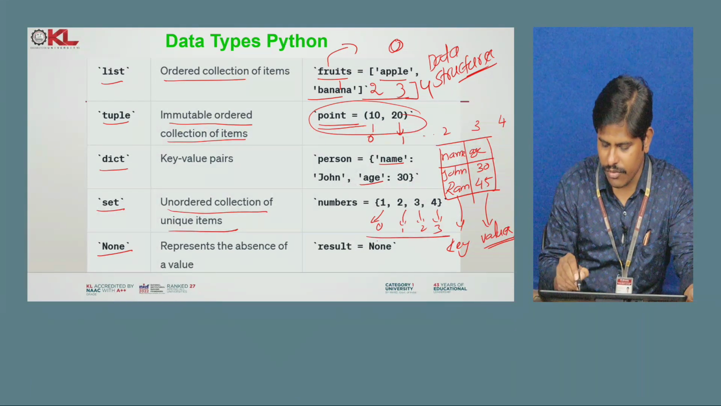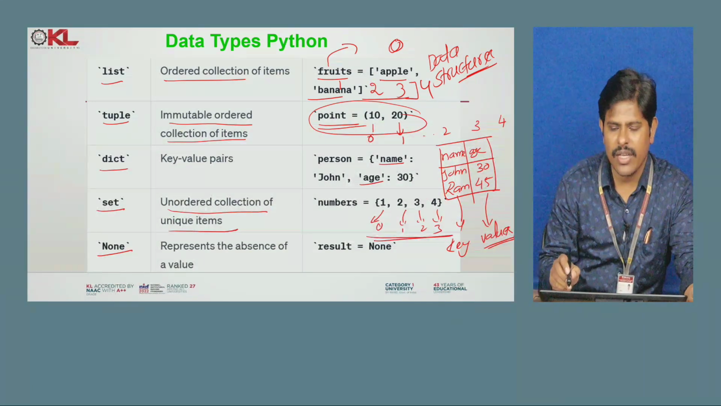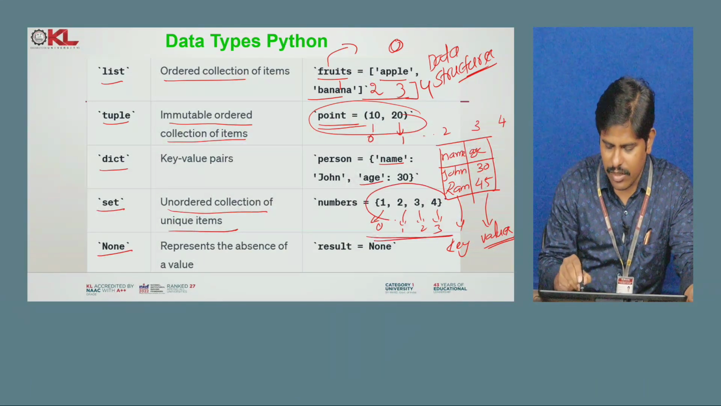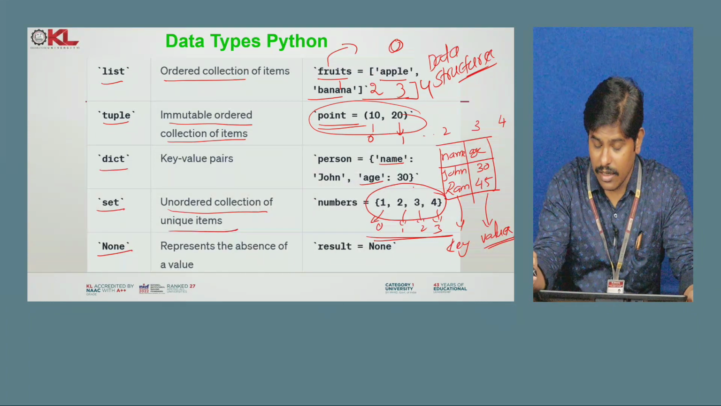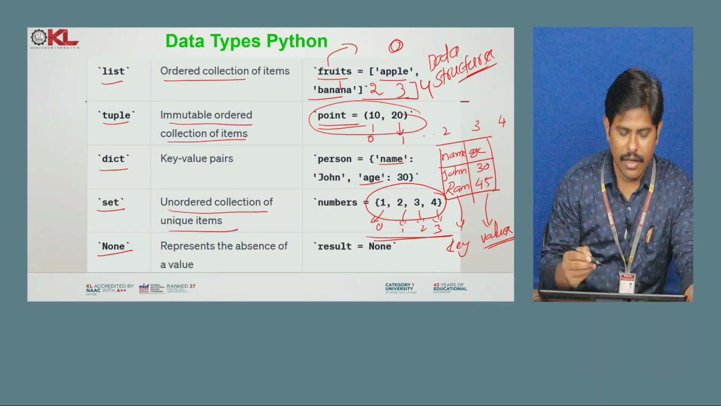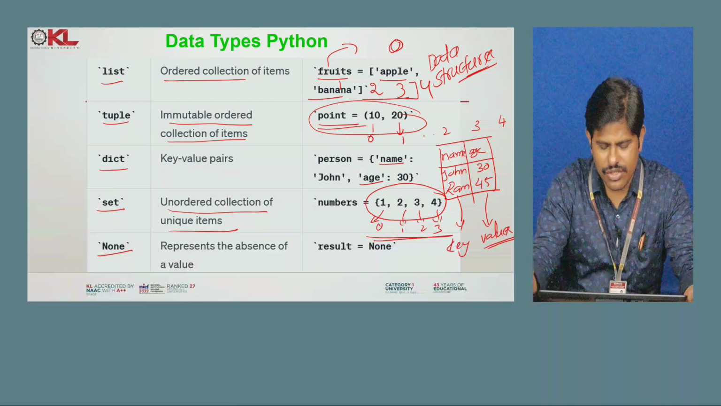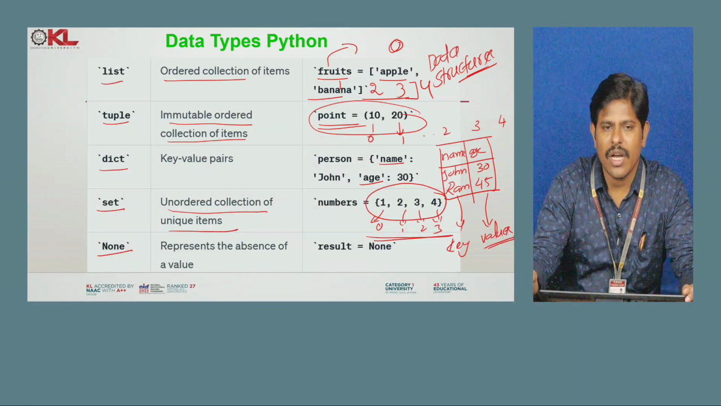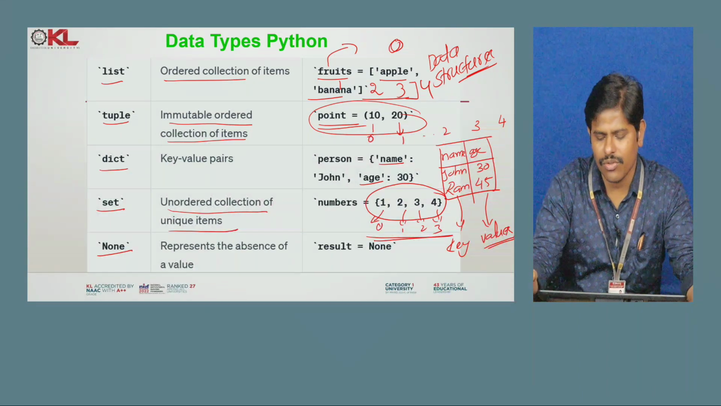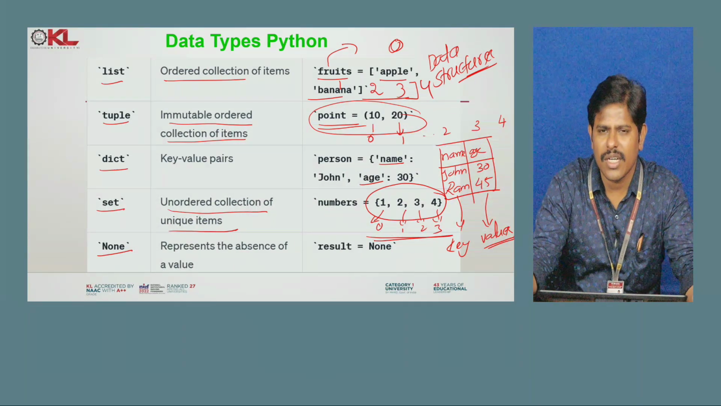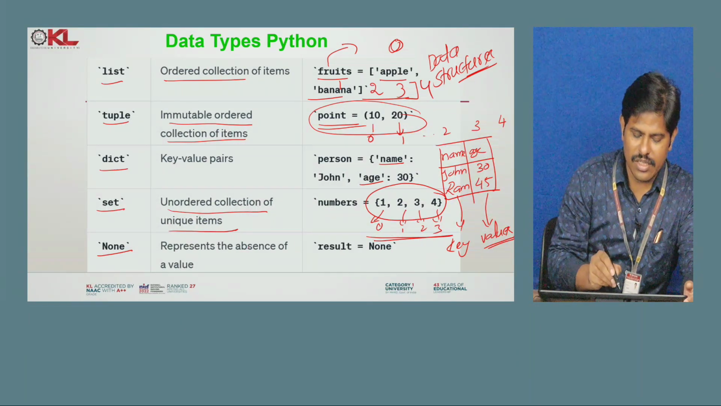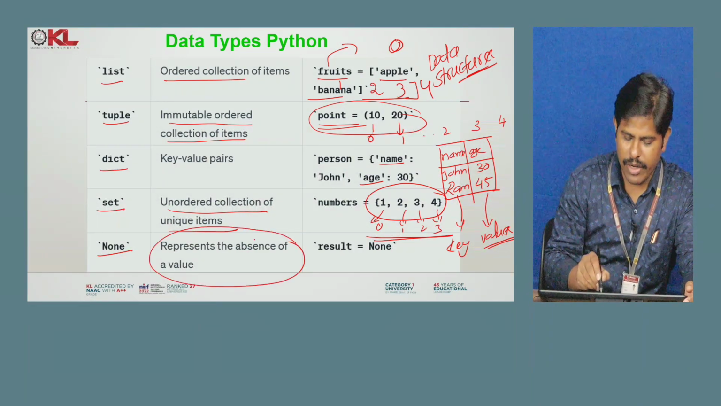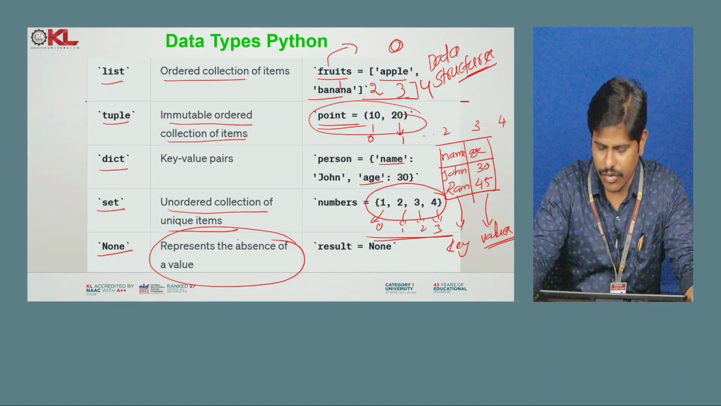There is no order for them here, and in most cases the data will be arranged in ascending order. And there is a specific data type called None. It represents the absence of values. We don't use this data type basically, but it is also available in the Python programming language here.